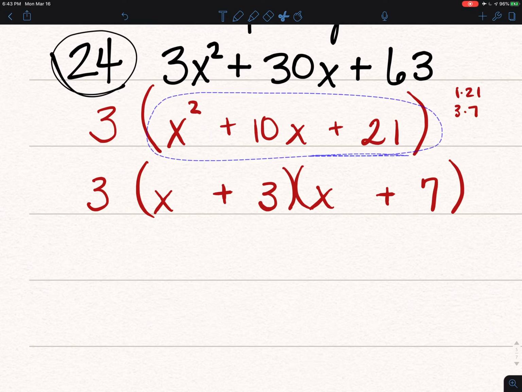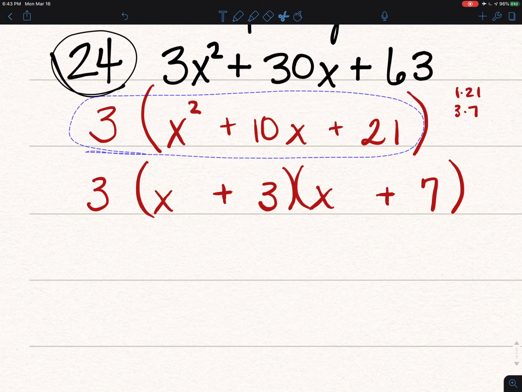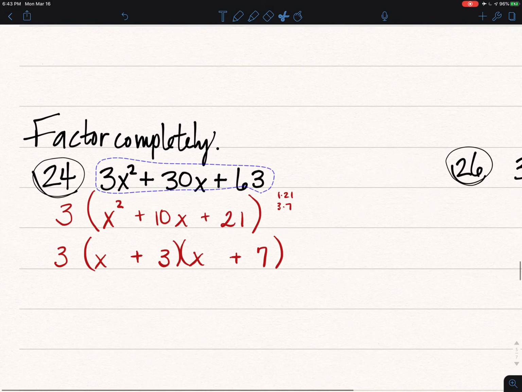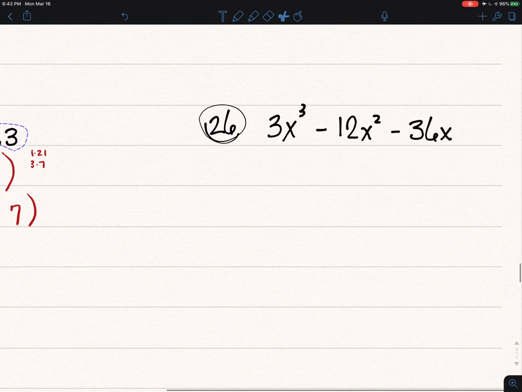And then take that trinomial and you could distribute the 3. If you distribute that 3 correctly, you should get the original trinomial that we started with. So you can work your way backwards to check your work. Let's look at number 26.